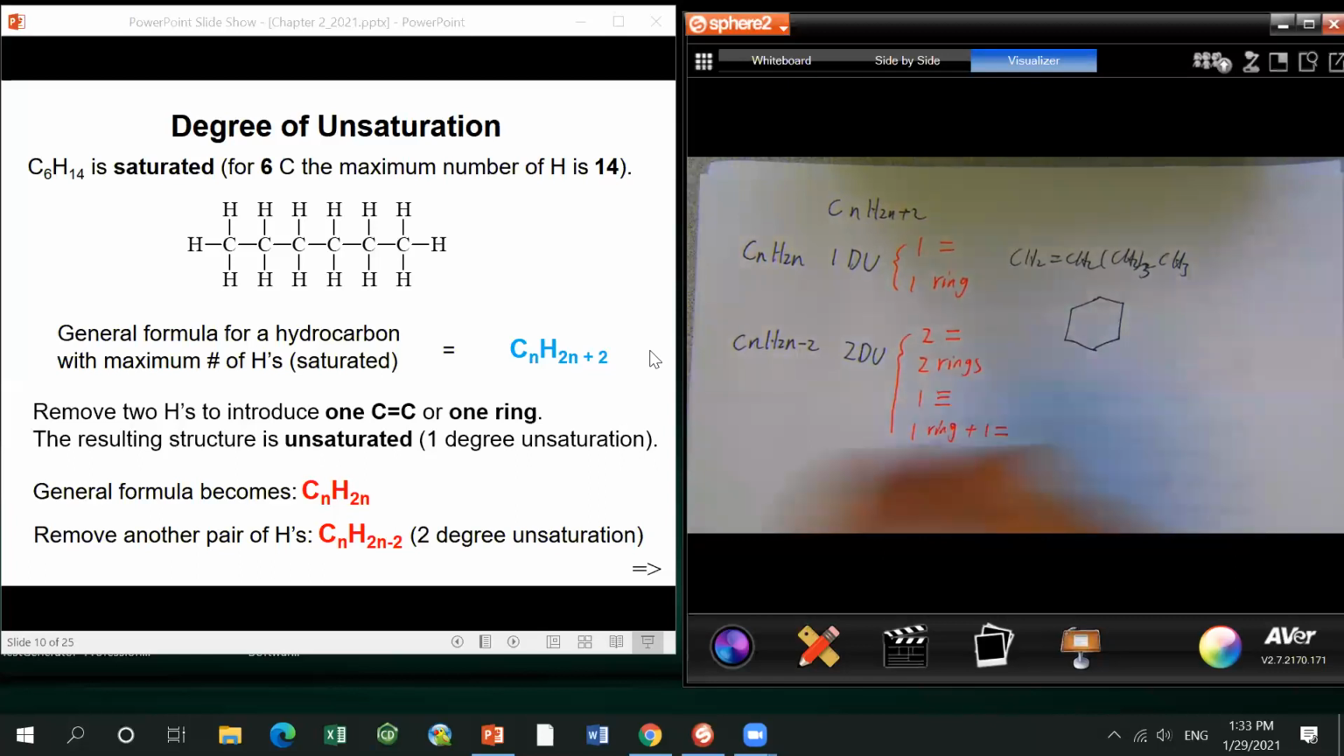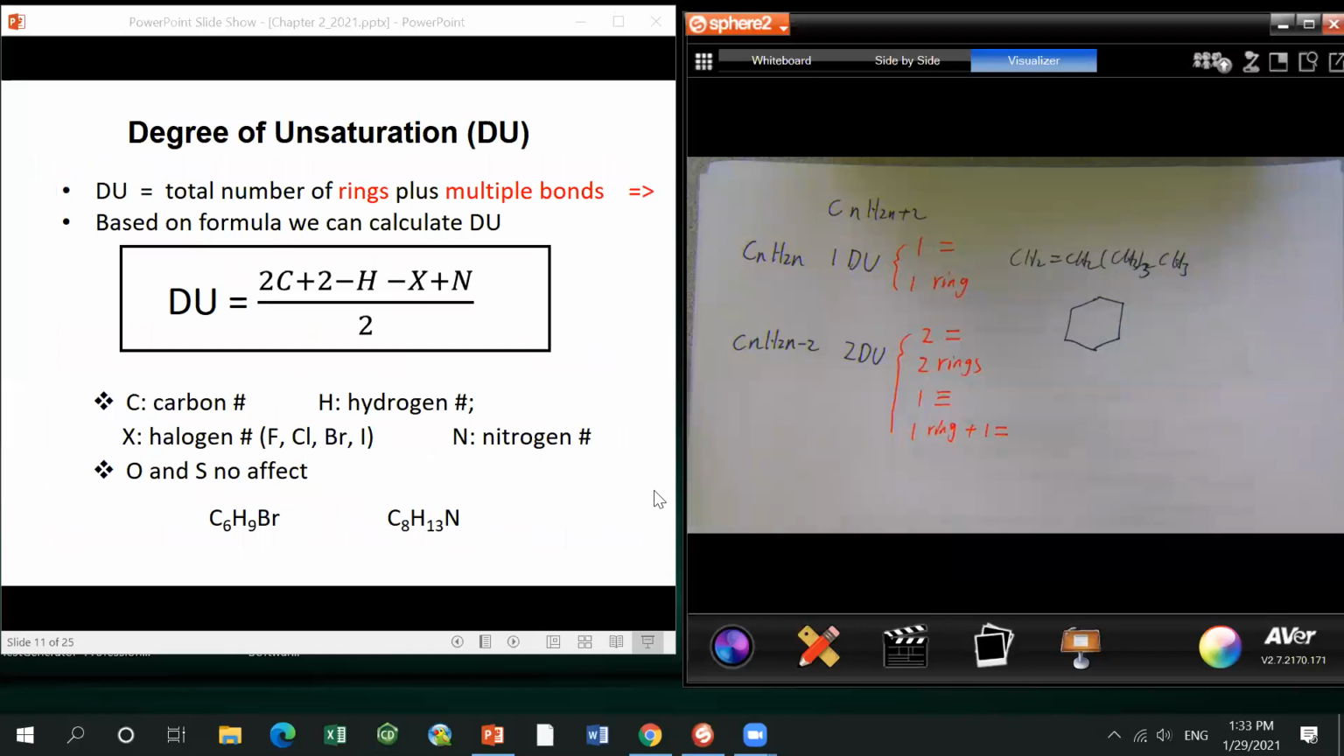Now some students may ask, is there an easier way to figure out the degree of unsaturation? Because if I have a formula, I have to count the carbon number and hydrogen number to see whether they fit CnH2n+2, or CnH2n, or CnH2n-2. That's too much hassle. The answer is yes. We have one equation that can help you calculate the degree of unsaturation depending on how many carbons, hydrogens, oxygens, chlorines, or nitrogens.